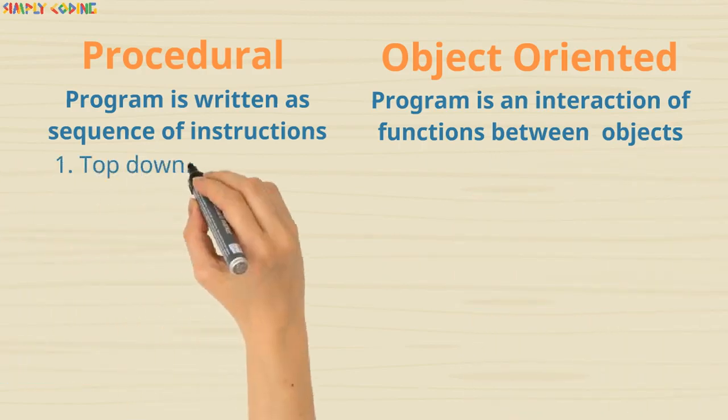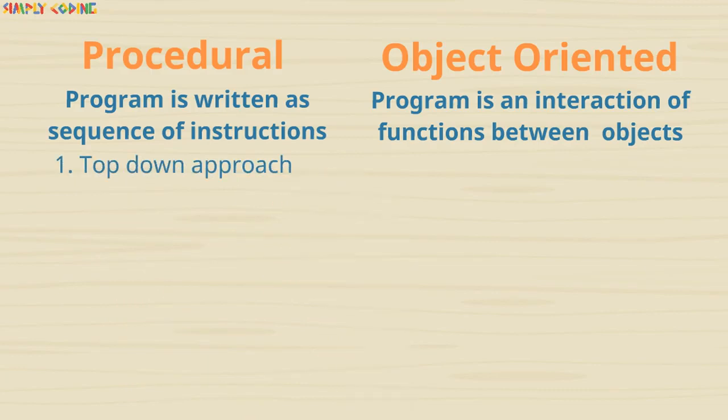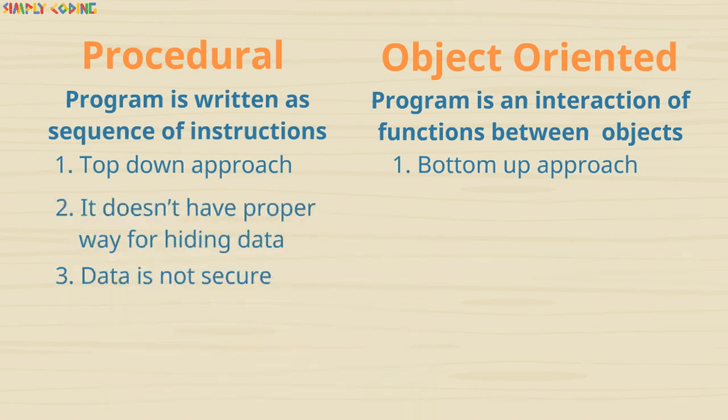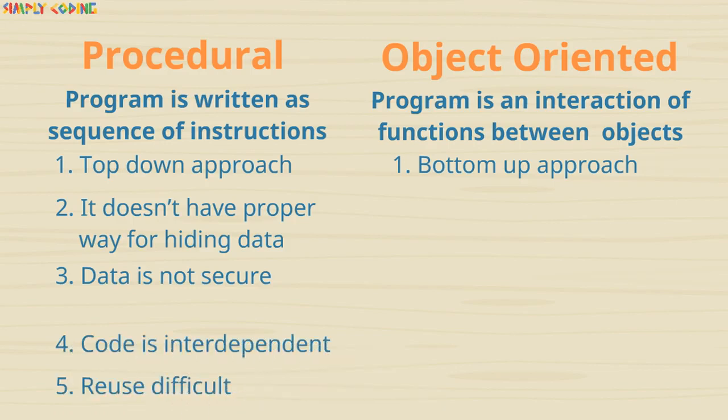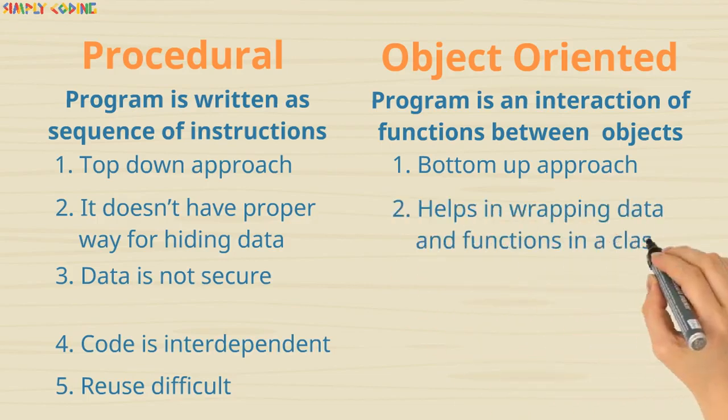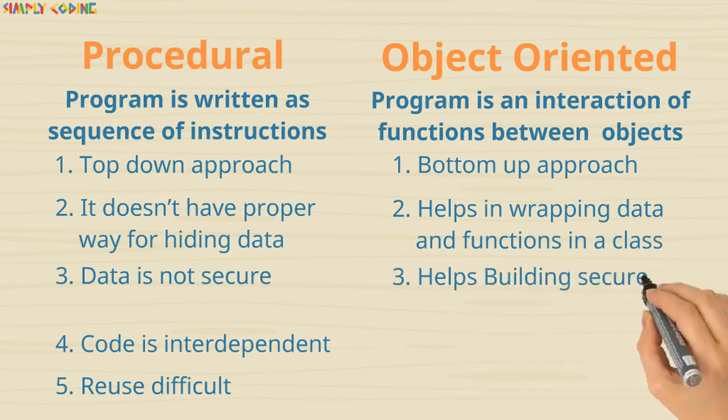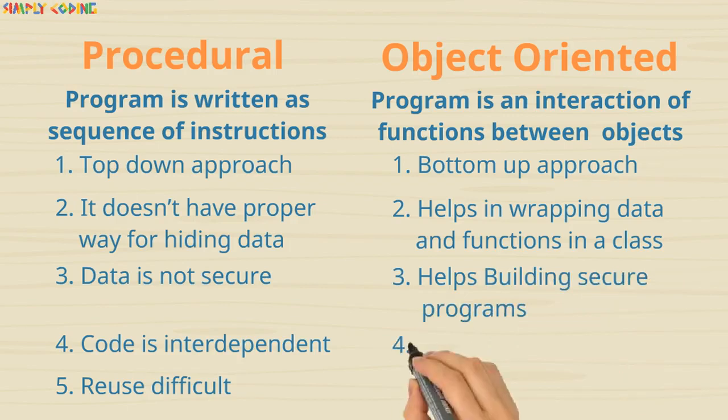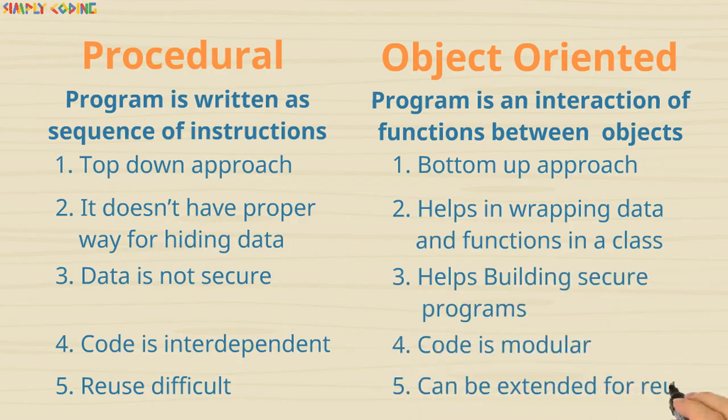Procedural languages follow a top-down approach with more focus on functions. Object-oriented languages follow a bottom-up approach where there is more focus on data. The disadvantage of procedural language is that data is not secure. Code is interdependent, which makes reuse difficult. Object-oriented languages model the real world, so are easier to relate to. It helps in wrapping data and functions in a class, which helps build secure programs. Code is modular and can be extended for reuse.